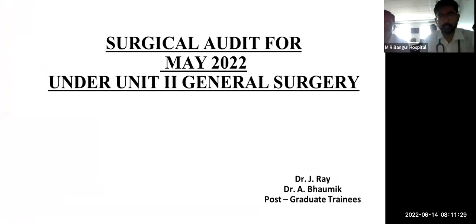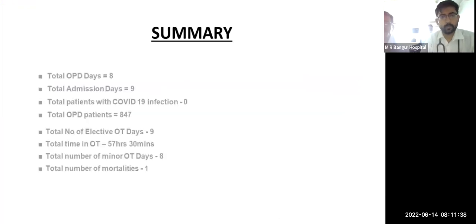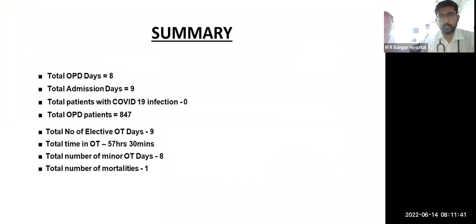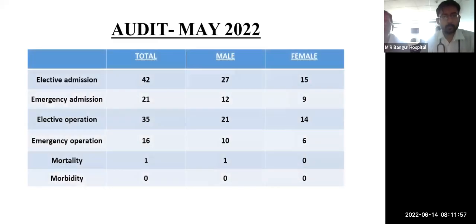Good morning, respected teachers and my fellow postgraduates. I'll be presenting the surgical audit for May under Unit 2 of General Surgery. In summary, we had a total of 8 OPD days and 9 admission days. The total number of OPD patients was 847. The number of elective OT days was 9 and minor OT days were 8. We had a single mortality during this past month. There were a total of 42 elective admissions and 21 emergency admissions, 35 elective operations and 16 emergency operations, and there was a single mortality and no morbidity.